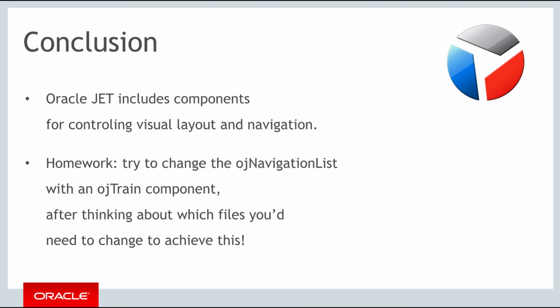In this part, you have been introduced to a range of Jet components that help you to control the visual layout and navigation on your page. For your homework for this part, take the tab bar or the navigation list or another navigation component that you might have used during this part of the course and replace it with an OJ train component, which you probably will not have used so far. Take the OJ train component from the cookbook and replace one of the existing components that you have been using for navigation throughout this part of the course with an OJ train.